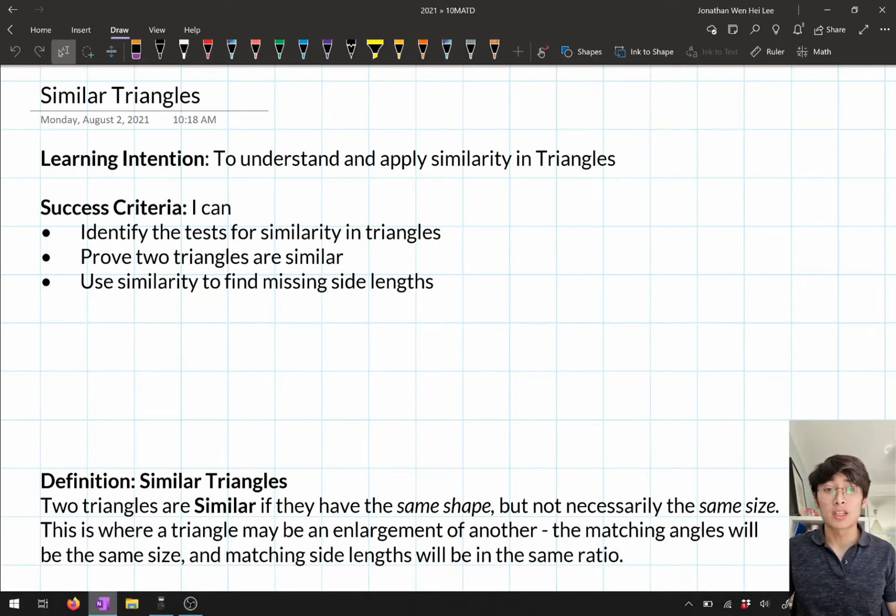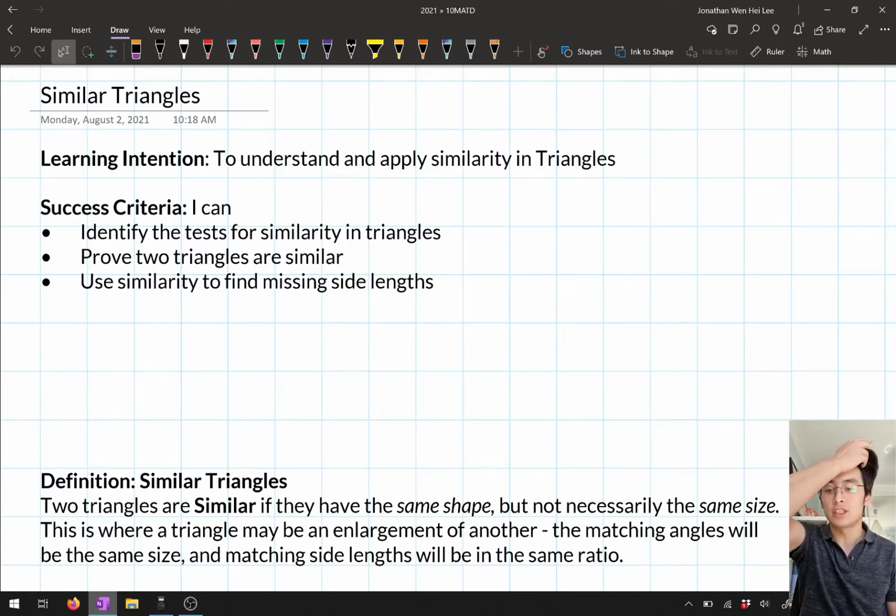In today's lesson we're continuing with our topic of properties of geometric figures and we're talking about similar triangles. In the last lesson we talked about congruent triangles, triangles which have the same shape and the same size. Today we're going to be looking at what similar triangles look like.